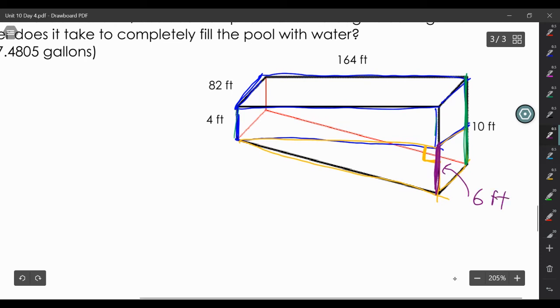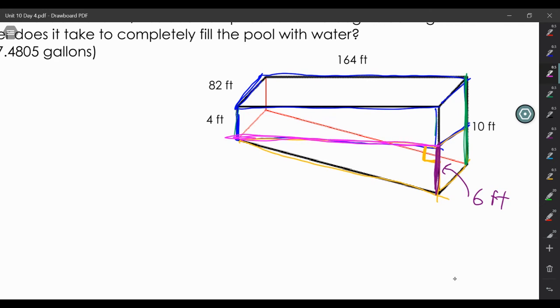Now we need to figure out this side, the length of this right here. Once we do that, we have the base and height of the triangular face, and then we can calculate the volume. Well, I just outlined one of the blue lines, which is the same as this length up here. So this is going to be 164 feet.